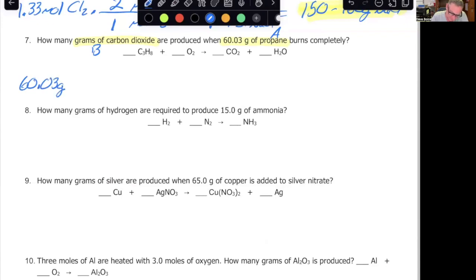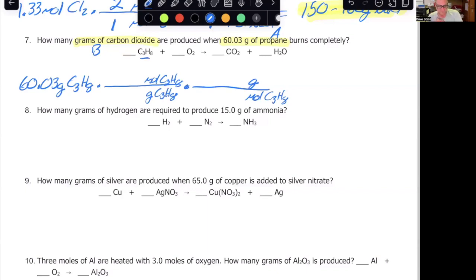60.03 grams of propane. This is propane. This is C3H8. Don't have any choice here. Just move that unit down. Grams of C3H8 to moles of C3H8. Okay, and my B is in grams, so I'm going to have to do some change. Mole of C3H8 to grams. Oh, I did something wrong here.